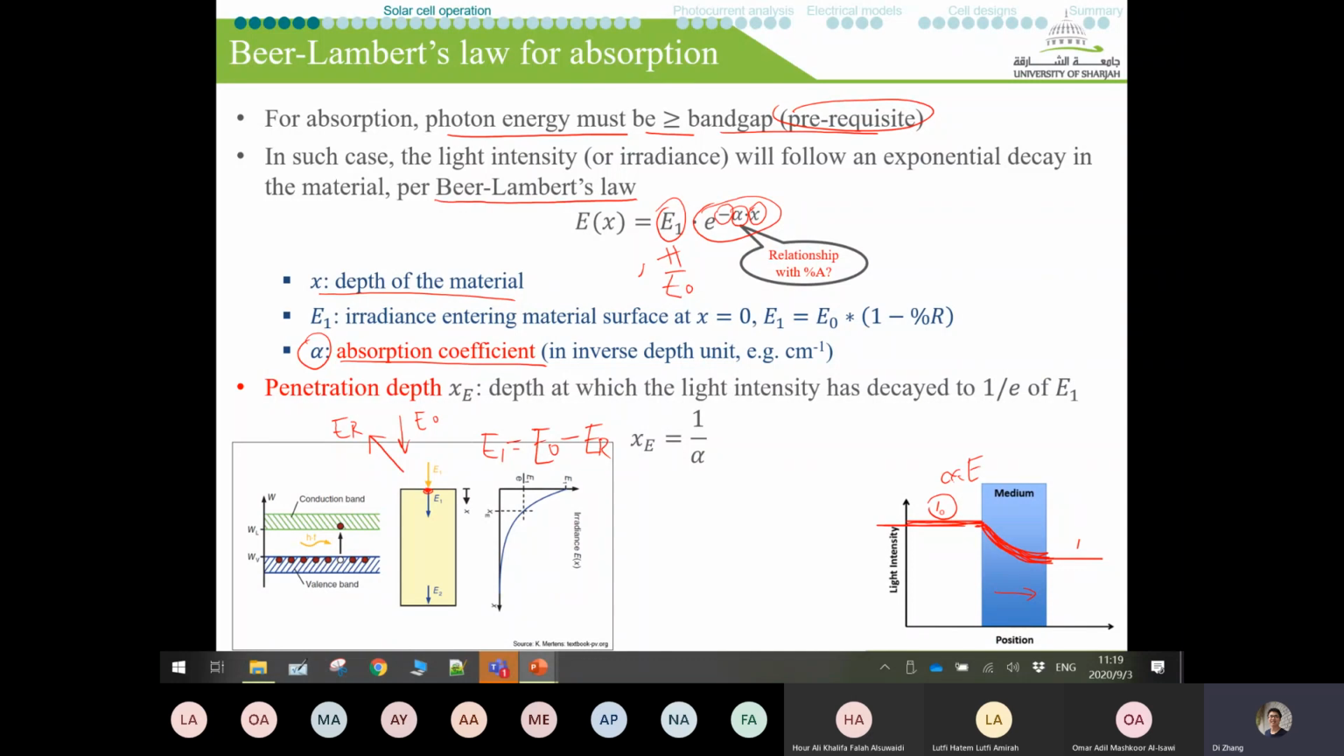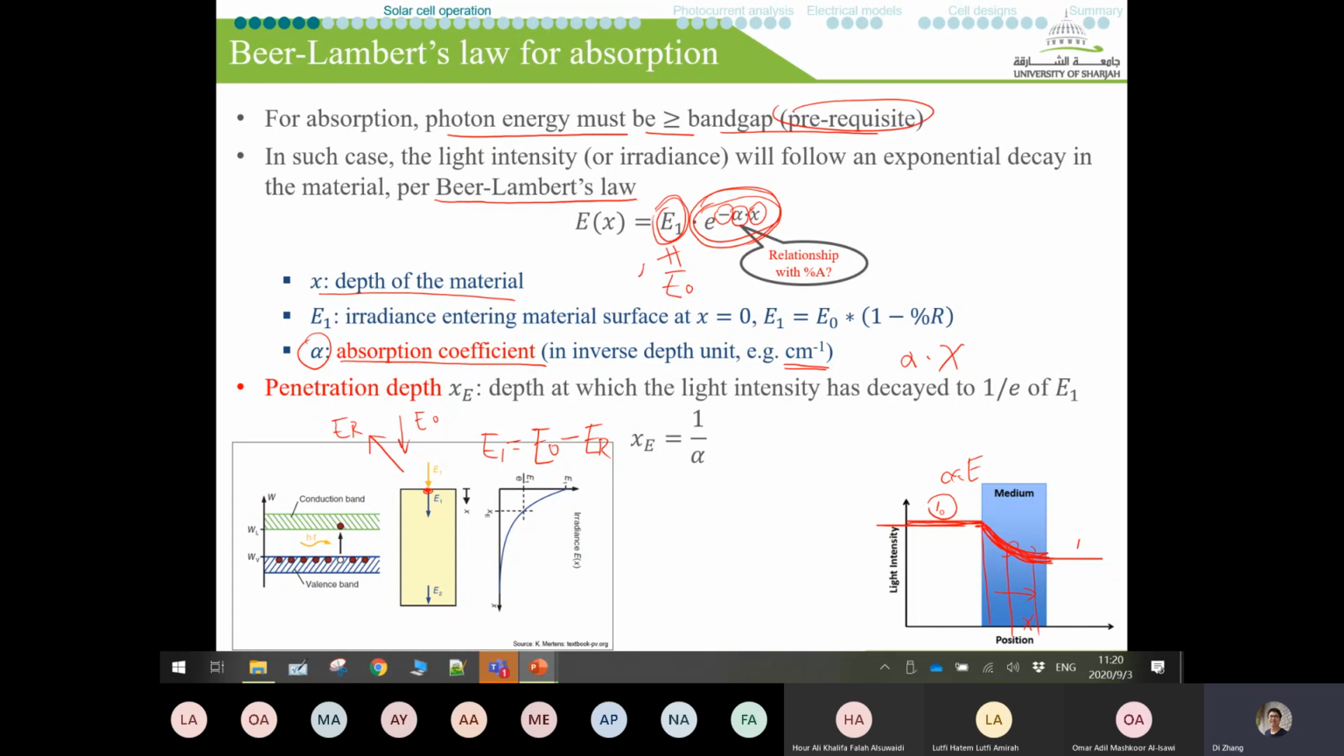Alpha is the absorption coefficient because we're using alpha times the depth. So the unit for alpha is centimeter inverse, centimeter minus 1. That way they cancel each other, and this becomes simply a coefficient to multiply the incident irradiance at the surface. With this equation we can calculate the irradiance at any certain depth of the material.